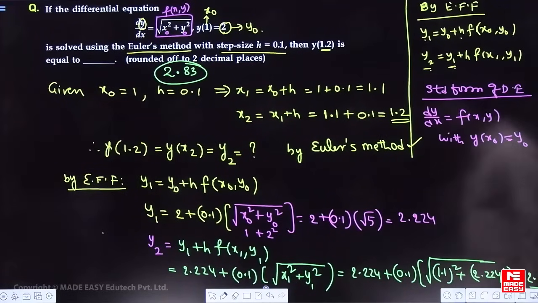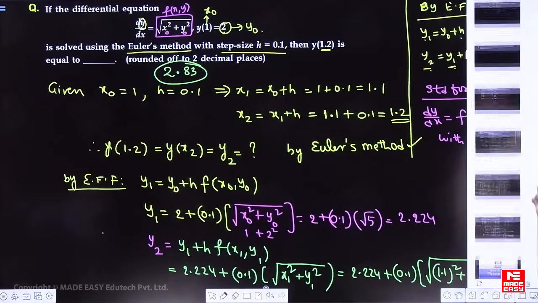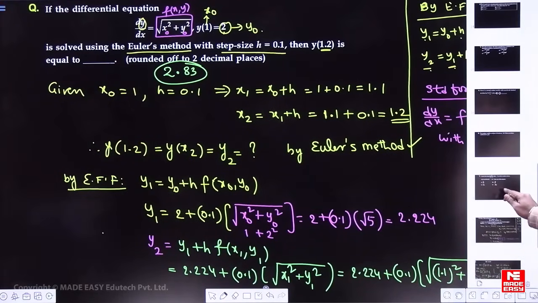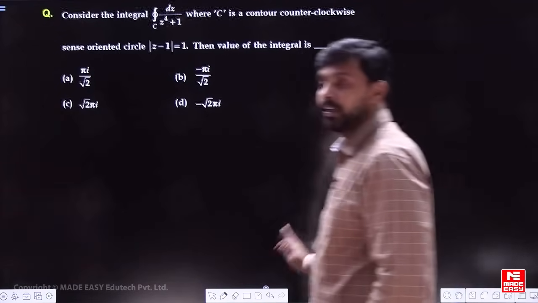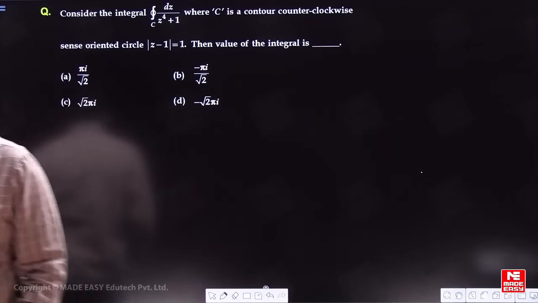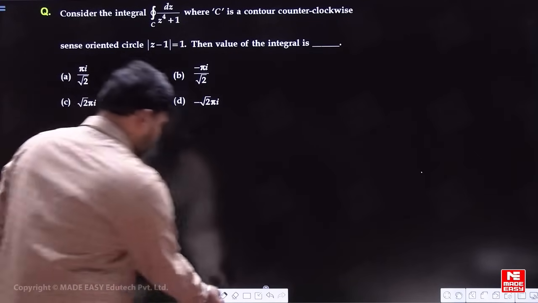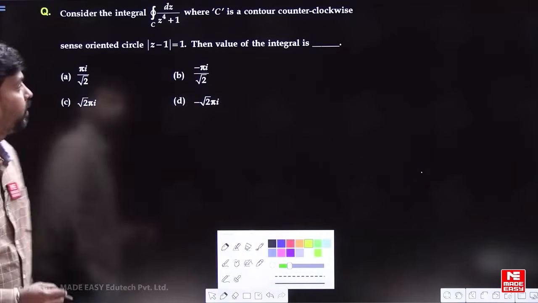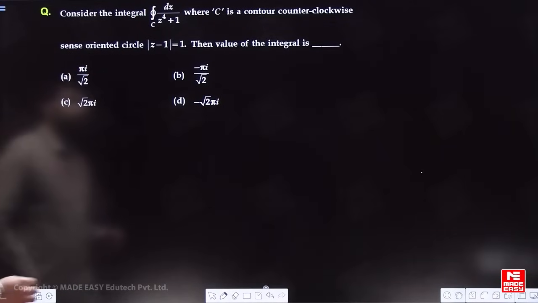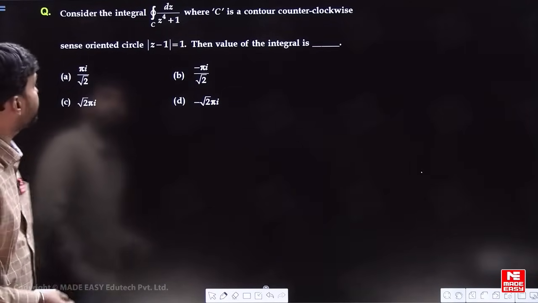I hope everyone understood, right? Yes. So without any delay, we are moving on to another question. Now let me take one complex question here, a question from complex analysis. It's a very good question, so we will do that as well. Now let's do this here.